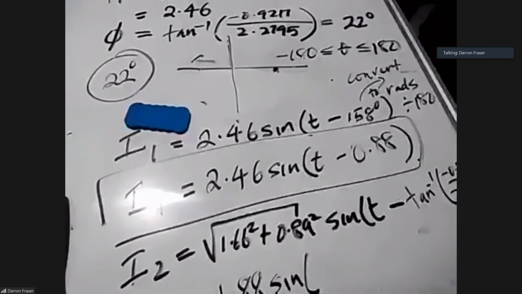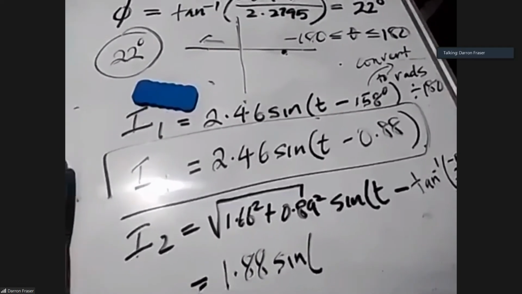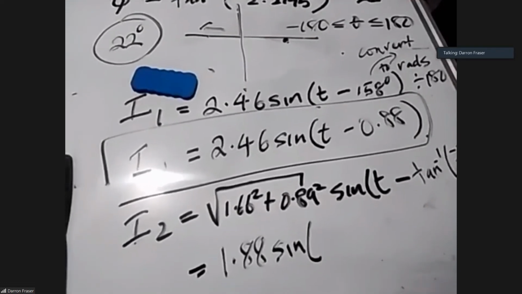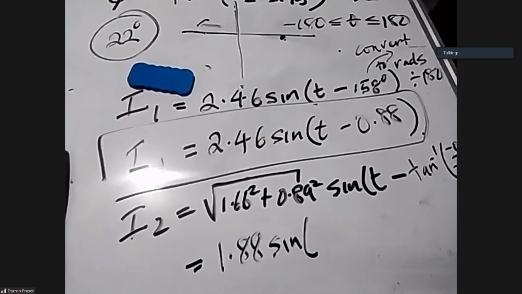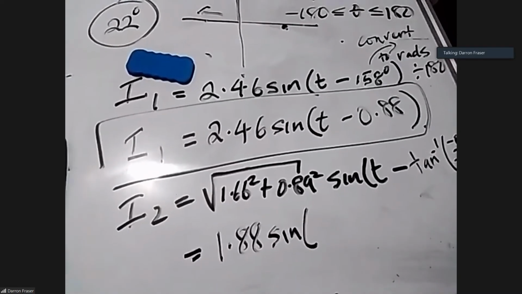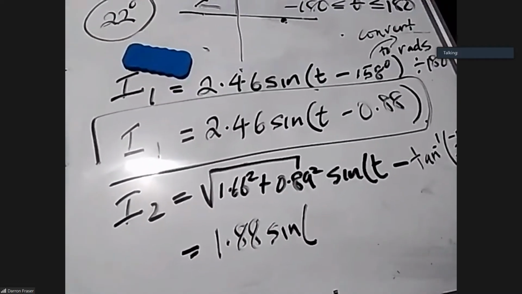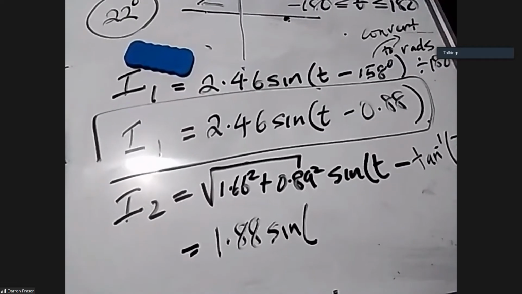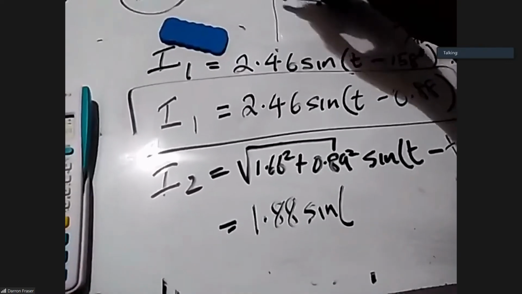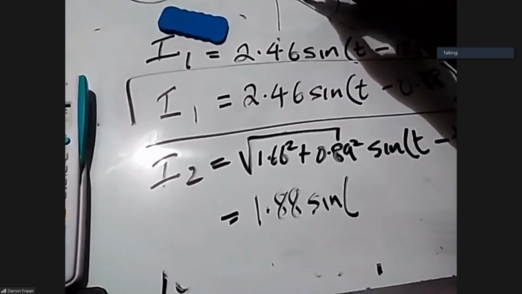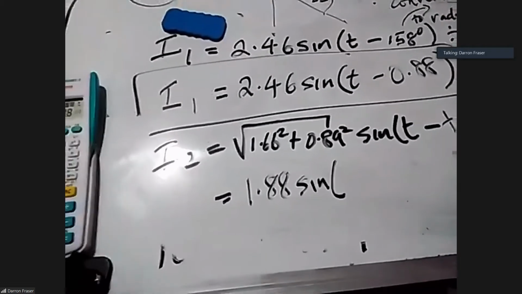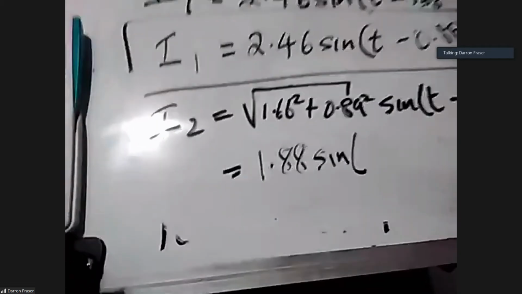Let's check in here. Minus 0.9217 divided by 2.2795. Right? So it would give me negative 22 degrees. It will be here. And now, so this will be 22 degrees.